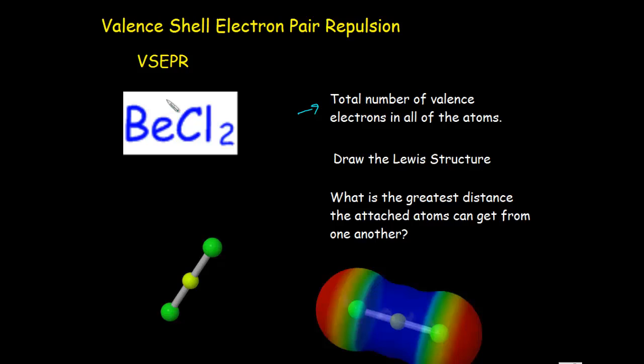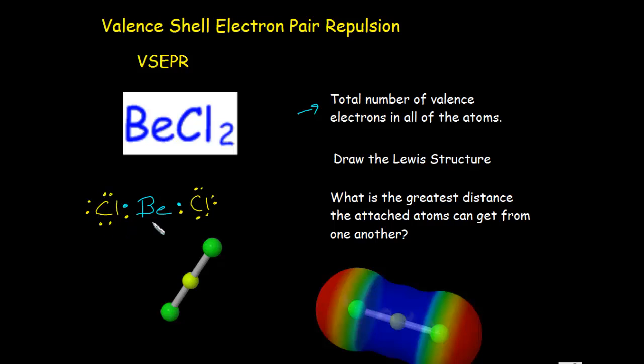So if we look at BeCl2, beryllium has two valence electrons, and so we place those on either side. That gives us our beryllium. Then we start with our chlorine, and we have 1, 2, 3, 4, 5, 6, 7 valence electrons. And again, we have another chlorine over here with 7 valence electrons.